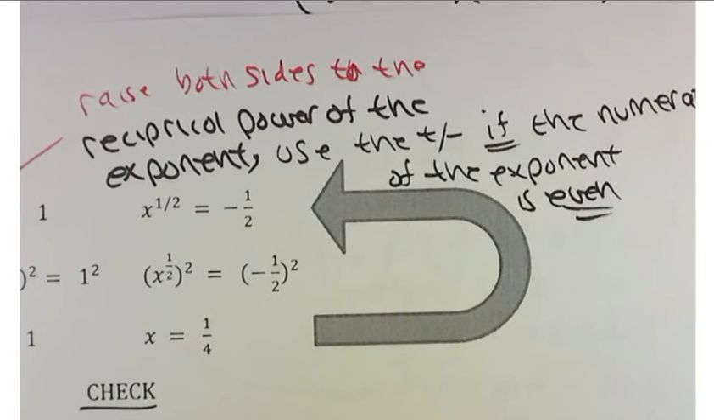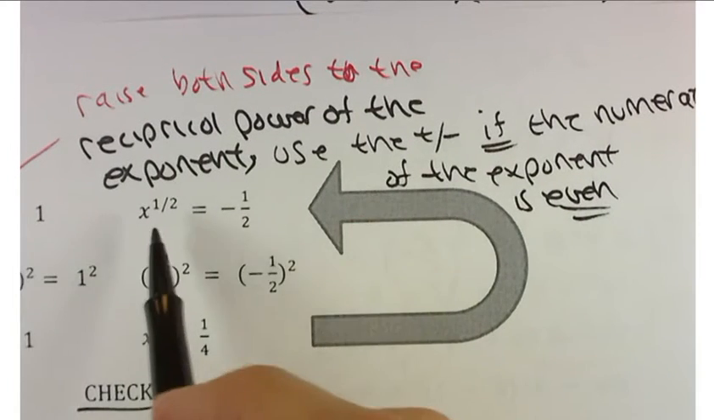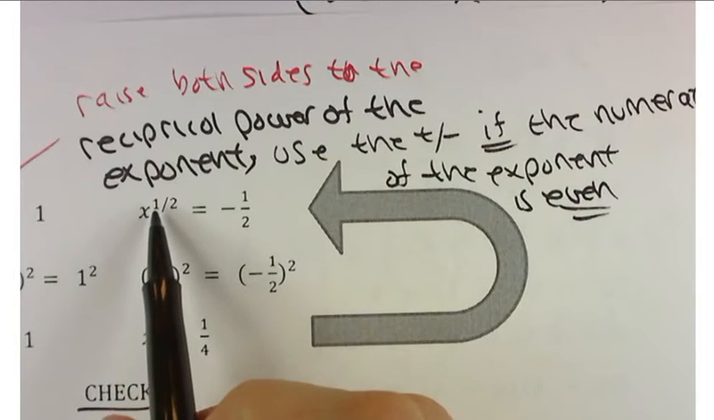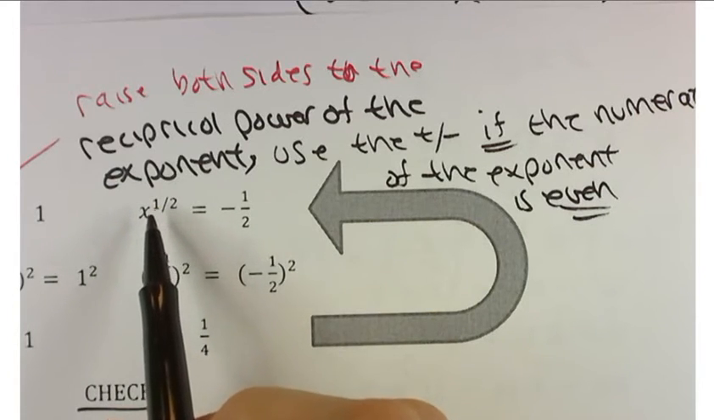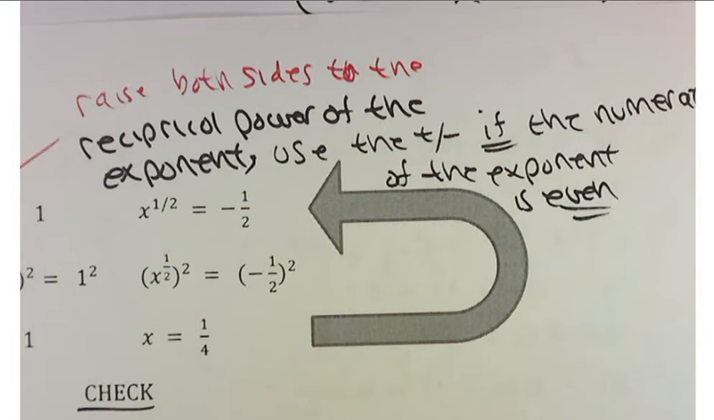So in this case we just did, the numerator of this fraction is 1. Is that an even number? No. So you don't have to use a plus or minus. You just square both sides and that's it. Earlier we had something to the 1/3 power. Well, 1 again in the numerator, that's odd. So we didn't need to use the plus or minus. Let's take a look at where we did use the plus or minus.